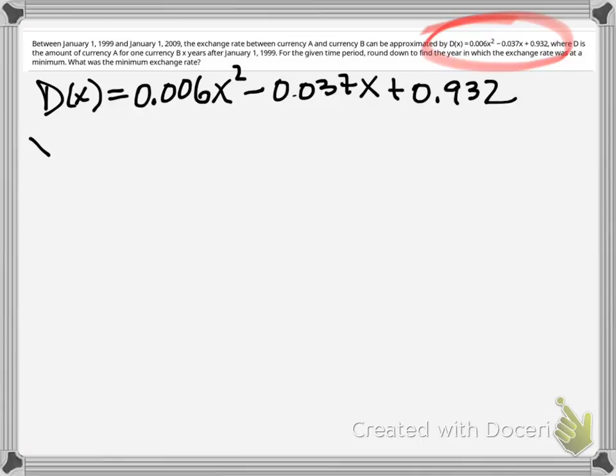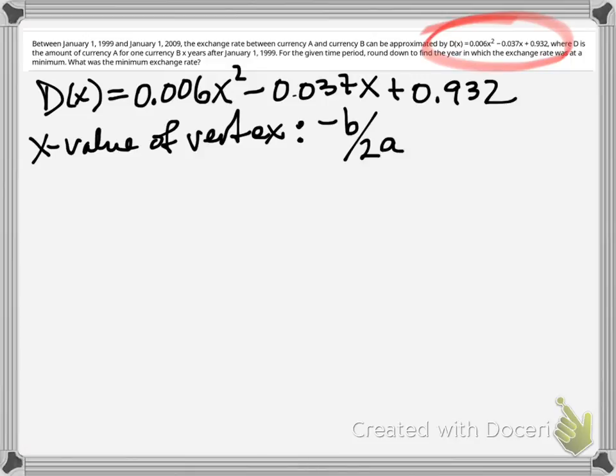What we're being asked to do is figure out in what year the exchange rate was at a minimum. At that point on a parabola, that's the vertex, and what we want to know is the x value and the y value of the vertex. The formula we use to find the vertex of a parabola is negative b over 2a. In this case, b is negative 0.037 and a is 0.006.